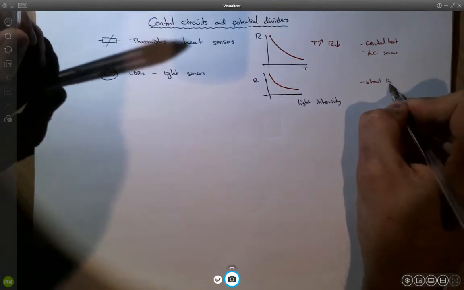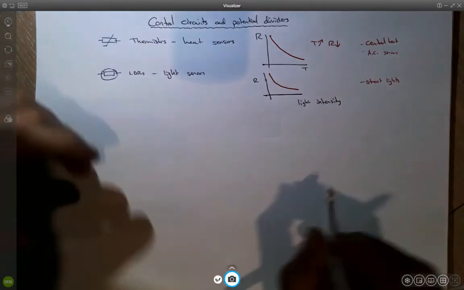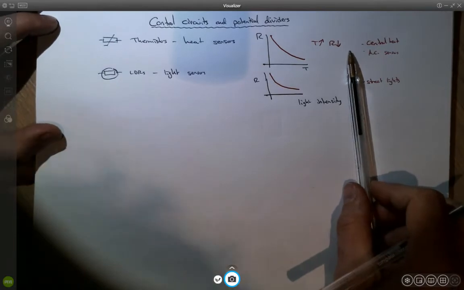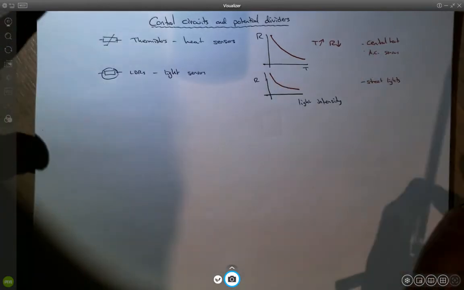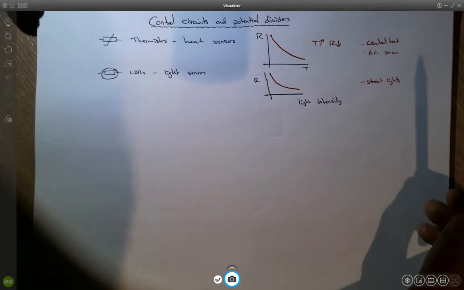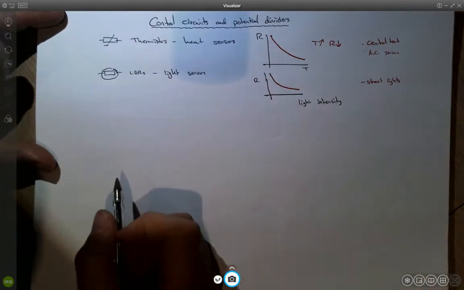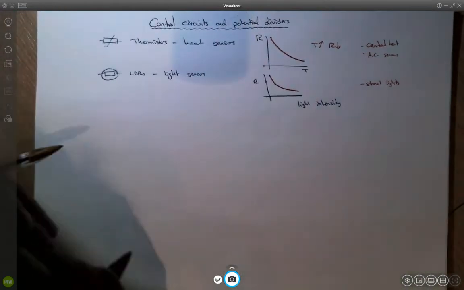What is quite interesting is none of the simple circuits I'm going to show you are anything close to what would be used here. It's a massive oversimplification, but it doesn't matter. The general principle is fine for GCSE and fine for students. So how do these actually work in a circuit? Well, we need to introduce this idea of potential dividers.